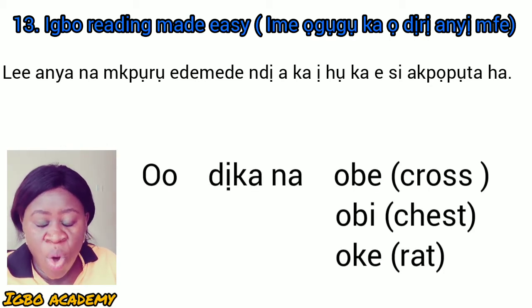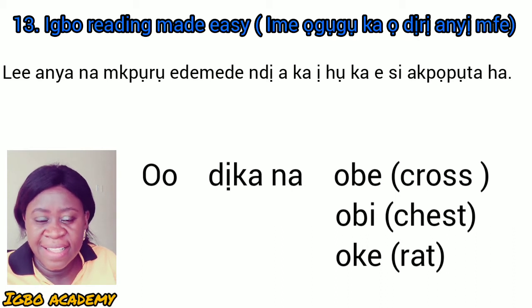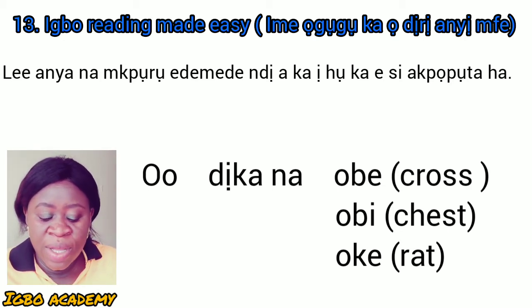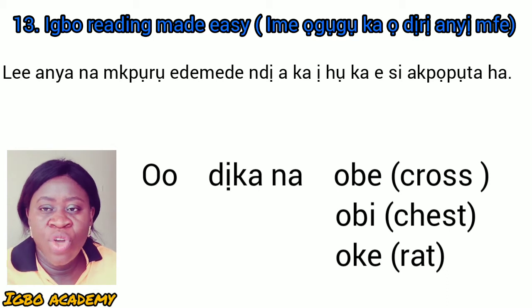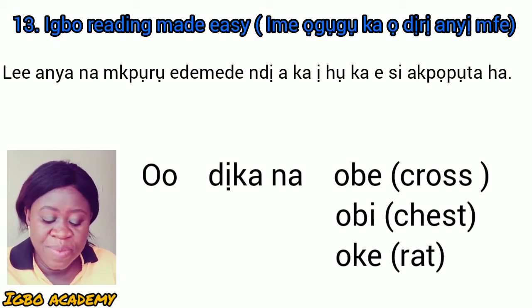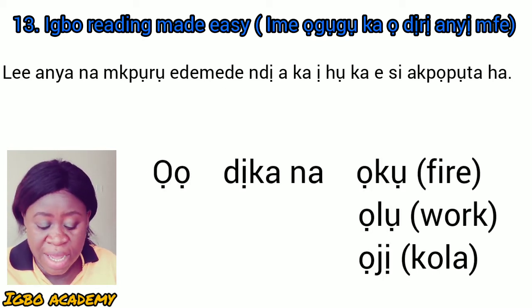O dịka na obe, cross. Obi, heart. Oke, rat. O dịka na obe, cross. Obi, heart, and oke, rat. Then the next one is O with the dot under.